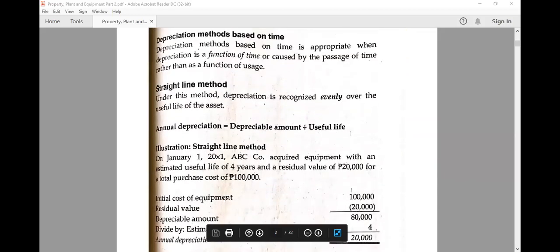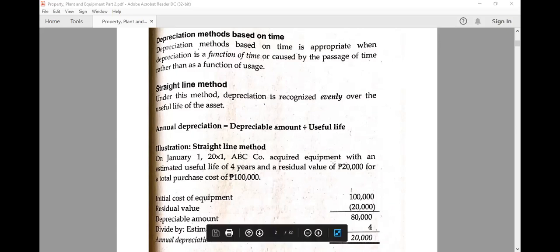For straight line method, basically, this is based on the passage or function of time. And because of the passage of time, the value of the asset decreases since it is also used. That's very true for property, plant, and equipment items. The depreciation is recognized evenly over the useful life of the asset. So meaning the periodic charges are equal over the years. To compute the annual depreciation, that's depreciation amount, which is actually our cost less salvage value or residual value divided by the useful life.